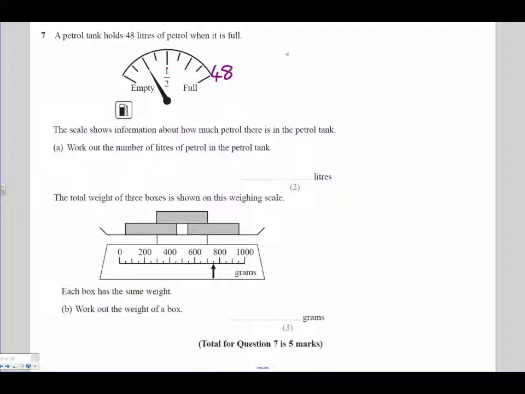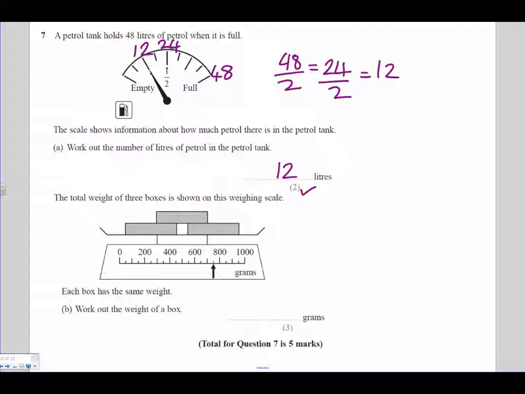So if 48 is when it's full, if we halve it, then we have 24 litres at the halfway point. The indicator is a half of a half, in other words, a quarter. So 24 divided by 2 tells us that the indicator is pointing at 12 litres. So we have 12 litres of fuel. 1 mark for 12 litres on the answer line, and another mark for some working out on how you got the answer.